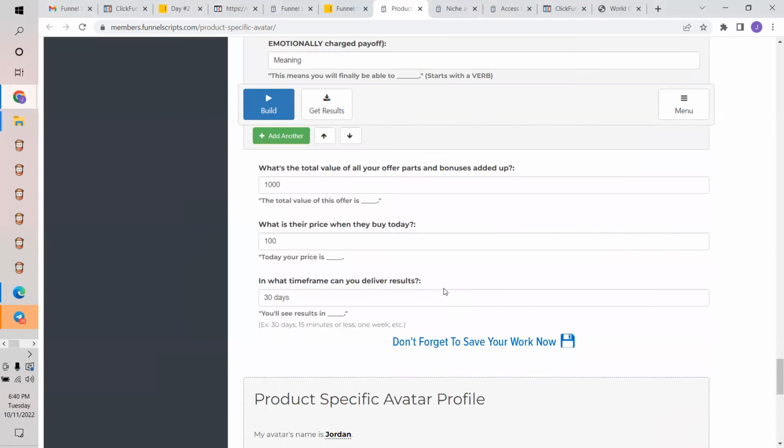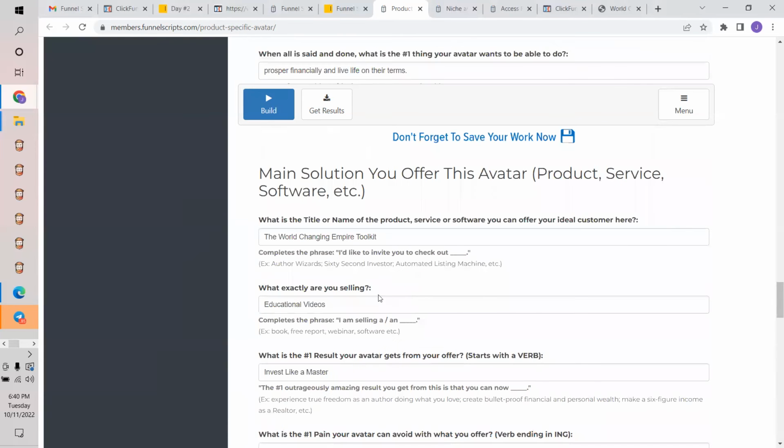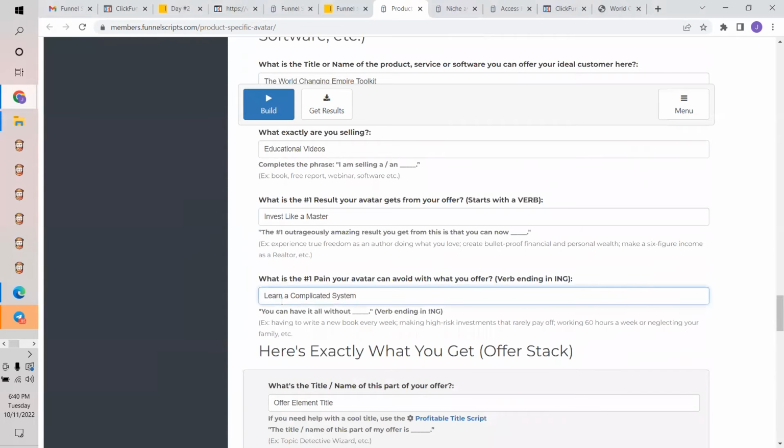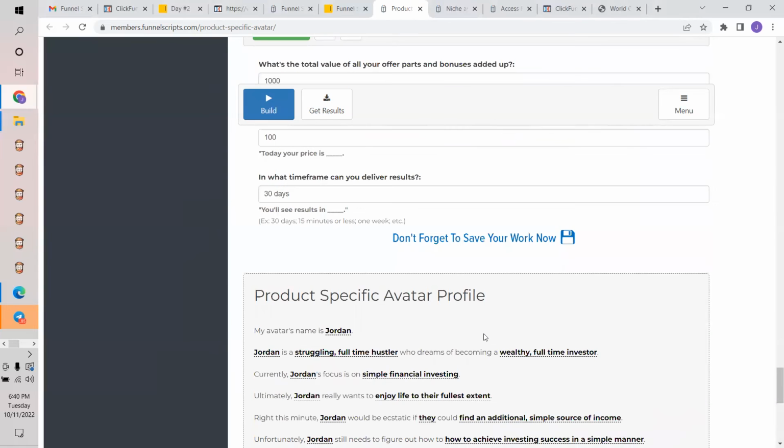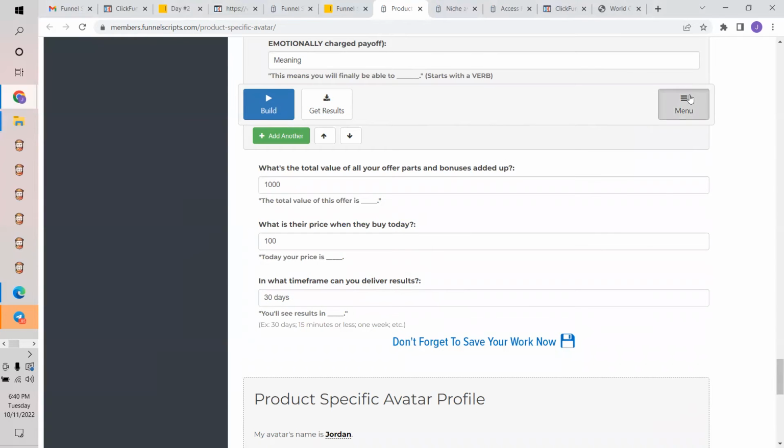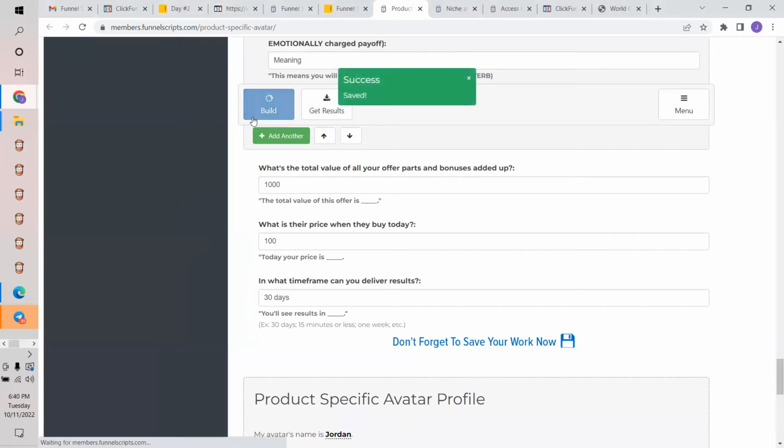Okay, so we definitely need to change a few things here. I'm glad they're actually doing this. Without learning a complicated. I guess that's why they say there's a verb ending in ing. This is cool though. This is really fun.